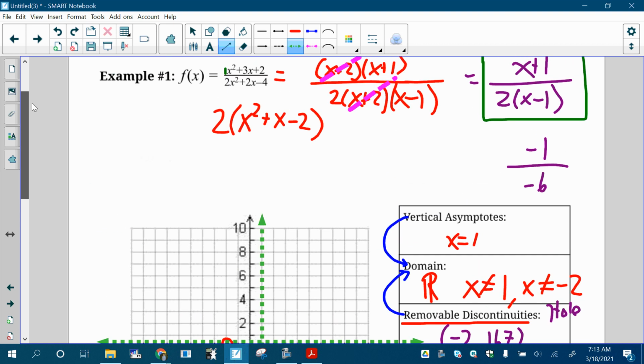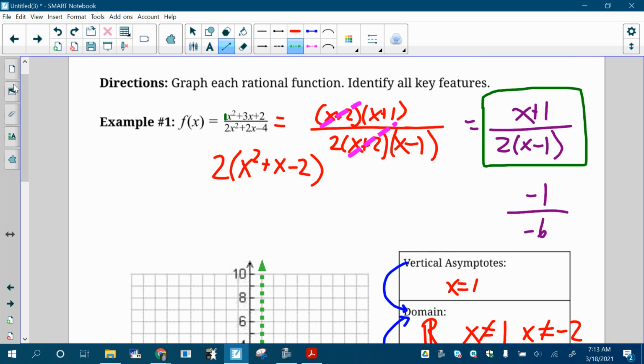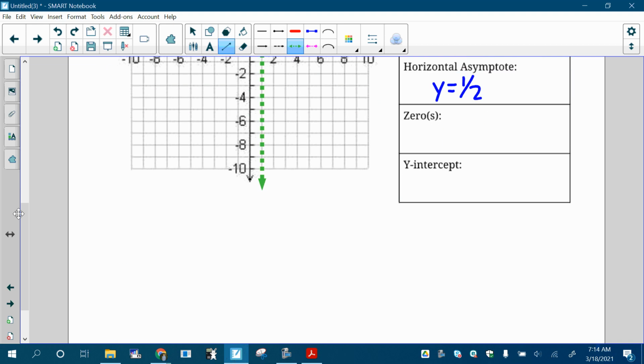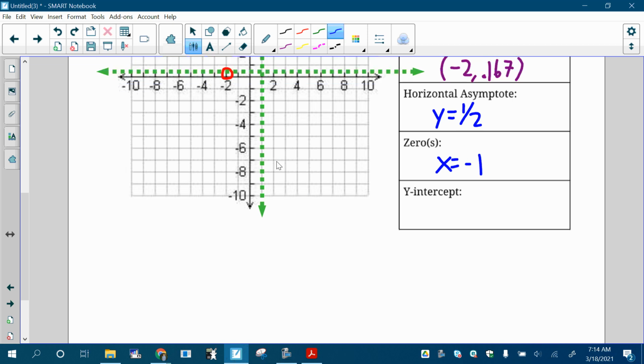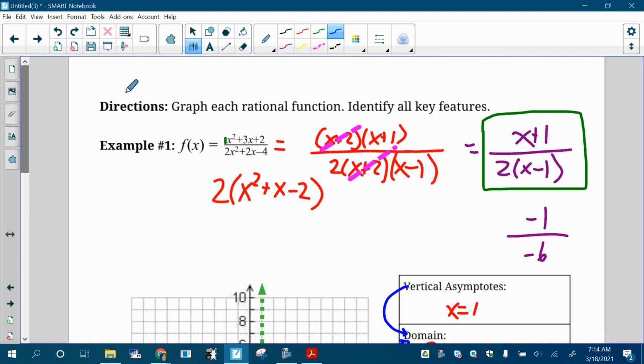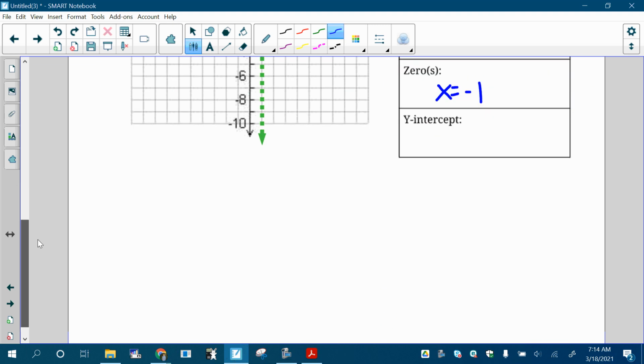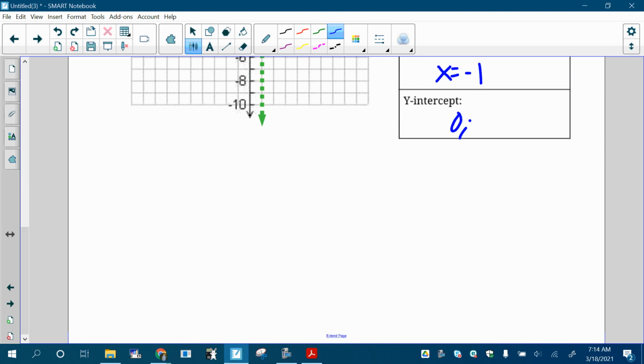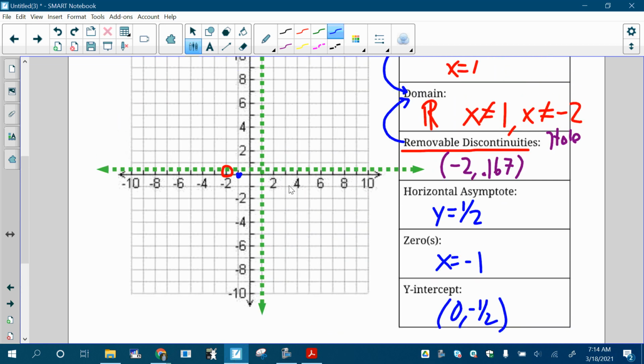Zeros. What makes my numerator equal to 0? X equals -1. So I have a 0, an x-intercept, at x equals -1. So I'm going to go over to x equals -1, and I have an x-intercept there. Last thing, y-intercept, plug in 0 for x. It's easiest to just plug it in at the beginning. Plug in 0. I get 2 over -4, which is -1/2. So I have 0, -1/2 as my y-intercept. Okay. Put that point on my graph.